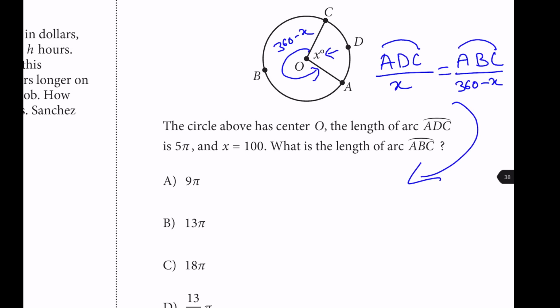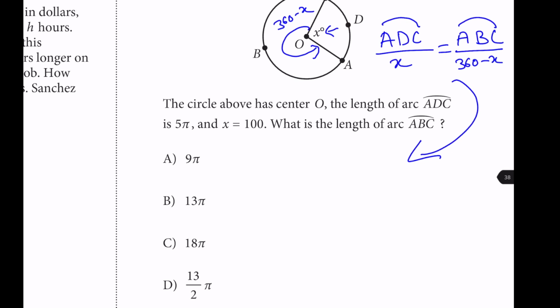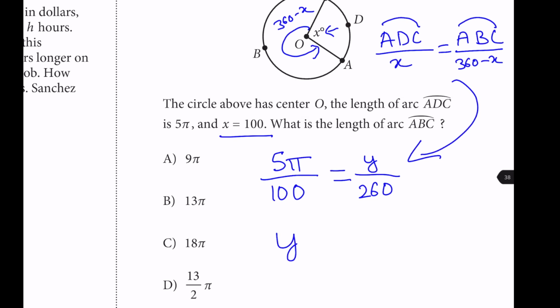So let's bring it down here. We have arc ADC as 5 pi and X is 100. And we have to find arc ABC. Let's call that Y. And 360 minus 100 is 260. So if you multiply both sides by 260, we get 5 pi times 260 over 100.